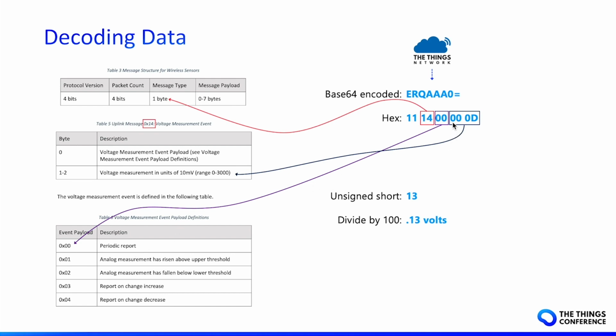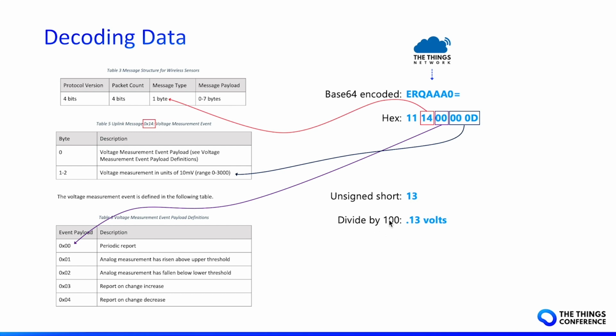Then the last 2 bytes, 000D, are the actual voltage. According to their documentation, that is in a range of 0 to 3000 and in units of 10 millivolts. What that means is that it is an unsigned integer that is 2 bytes long, or in other words, an unsigned short. So we can take the 000D, decode that into an unsigned short, and we get 13.